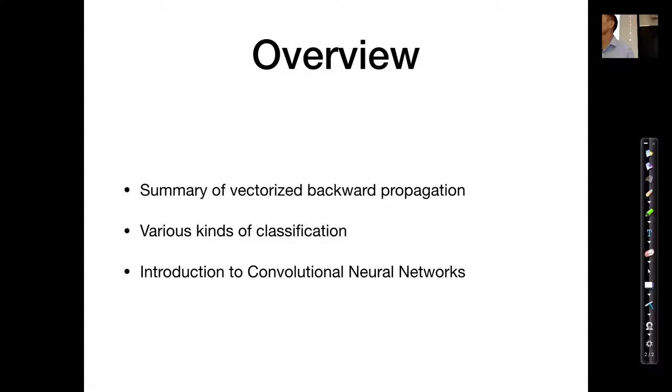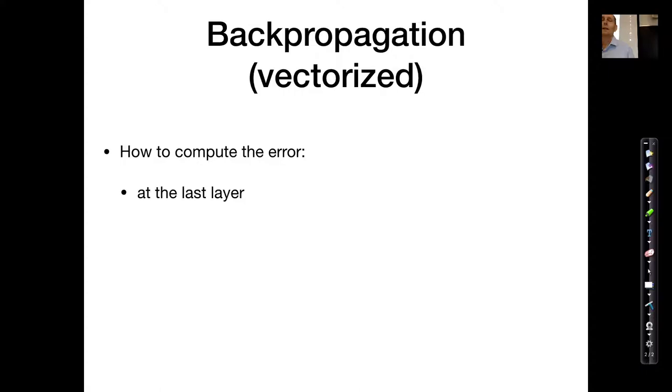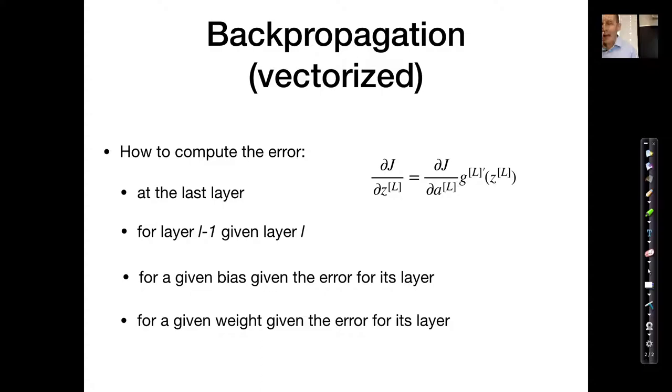So the vectorized backward propagation. In computing the error at the last layer, these are the same formulas that we used before, but rather than using sigma notation, I'm just leaving in partial derivative notation, because sigma notation may just add one more level of complexity to this.